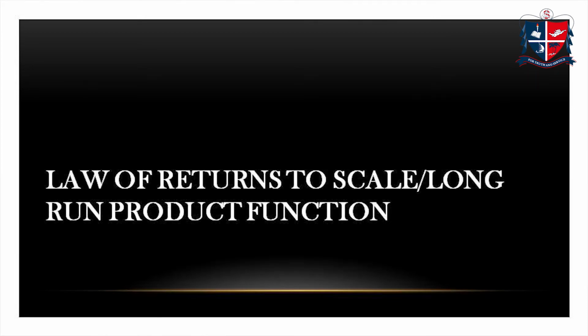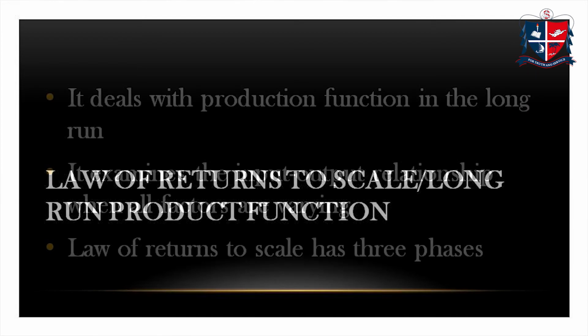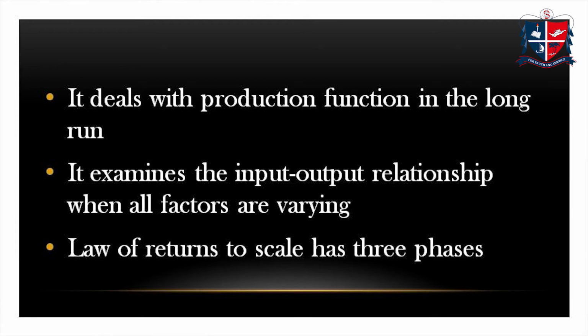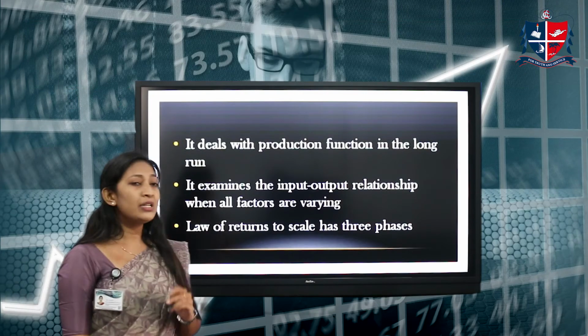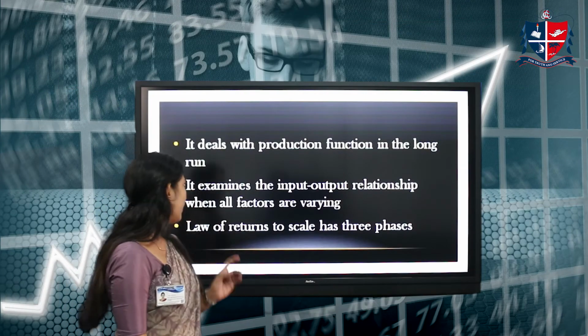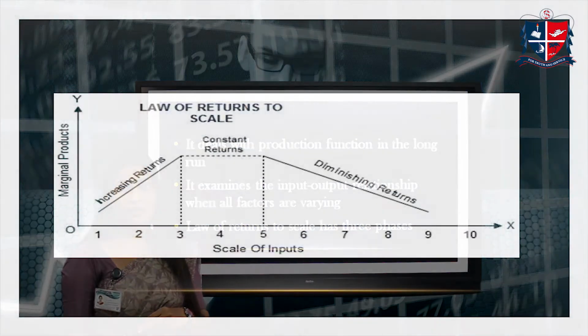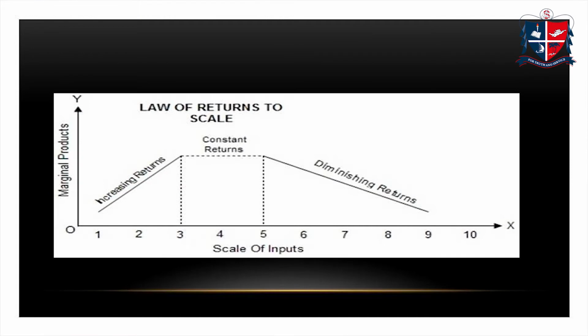Next one is the law of returns to scale. The law of returns to scale deals with the long-run production function, and this law examines the input-output relationship when all factors are varying. This is the diagram of the law of returns to scale. The first stage is increasing returns to scale. The second one is constant returns to scale. The third one is diminishing returns to scale.